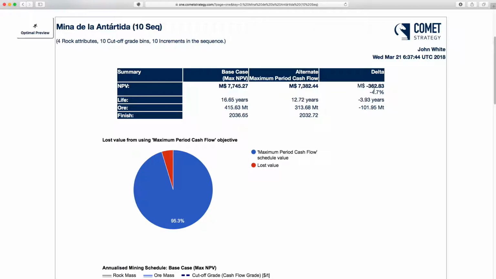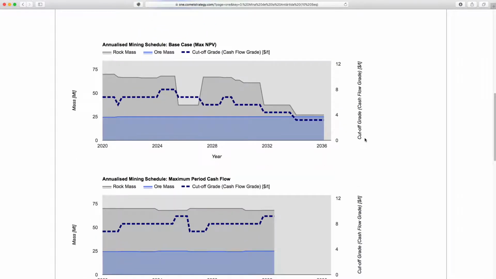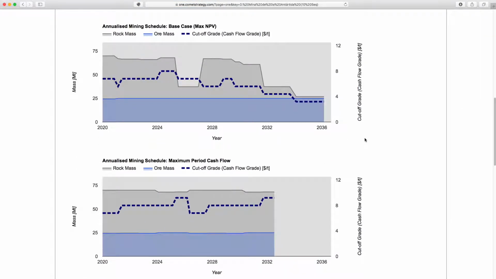So let's have a look at exactly why we lose that value. So firstly, we'll look at the mining schedule and what actually were the different decisions made. So the top schedule is the base case, and the second one is the maximising the period cash flow. So what you can see here is, firstly, the base case schedule lasts quite a bit longer. So this one finishes in 2036 as opposed to 2032. So we've lost about 4 years.